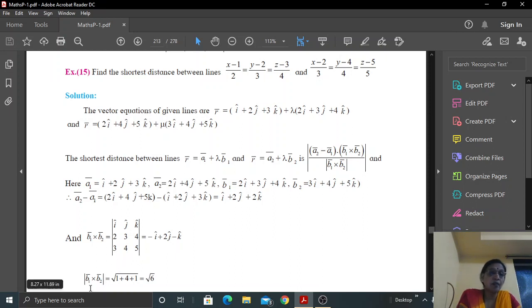Next, find the magnitude of this. We get coefficient of i is minus 1, coefficient of j is 2 and coefficient of k is minus 1. Squaring: minus 1 raised to square plus 2 raised to square plus minus 1 raised to square. We get root 6.